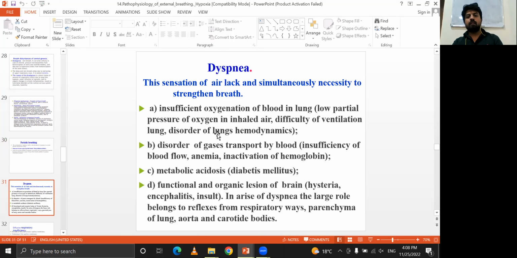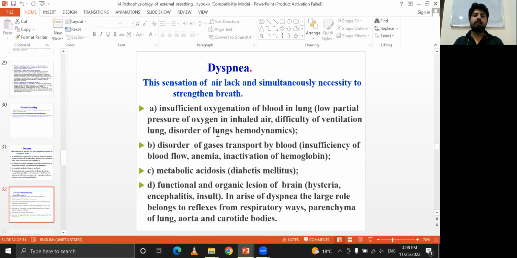Dyspnea. Dyspnea is the sensation of air lack, and stimulation is necessary to strengthen the breath. Causes include insufficient oxygenation of the blood in the lung, like lower partial pressure of the inhaled air, difficulty of the ventilation of the lung, disorder of the hemodynamics, disorder of the gases transport and blood insufficiency, like metabolic acidosis, and functional and organic lesion of the brain.